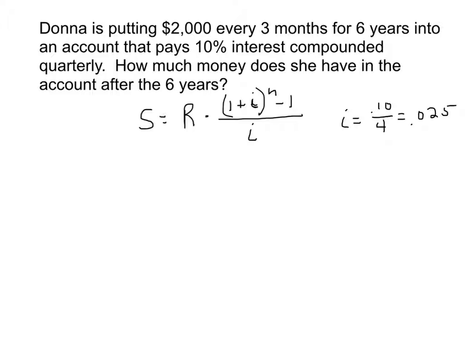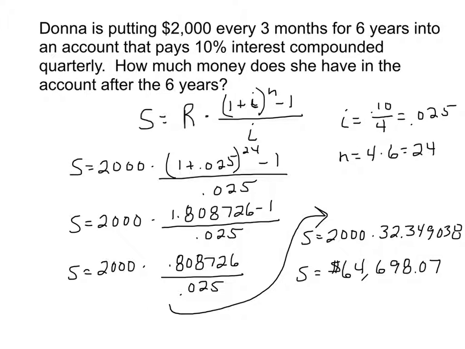I also need to know what N is. N is the total number of payments. And once again, she's going to be making those payments every 3 months, which means 4 times a year. She's going to be doing it for 6 years. So the total number of payments is 24. So knowing what the I is and what the N is, first of all, makes this a little bit easier.